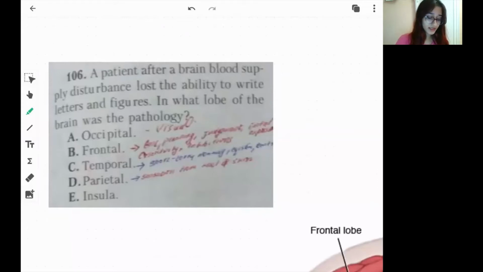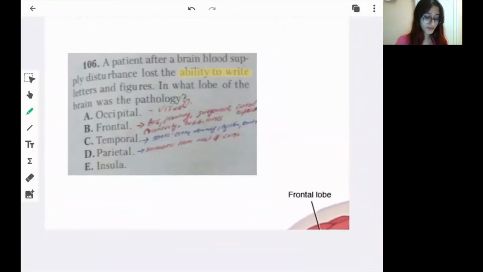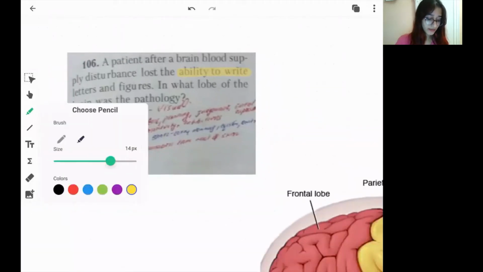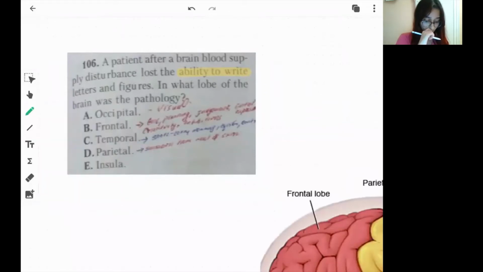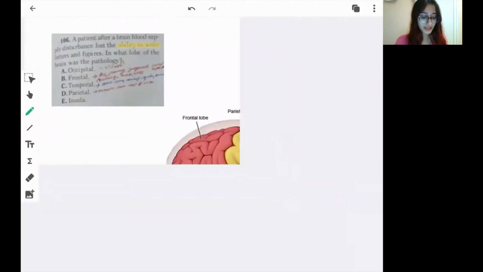Question number 106. A patient after brain blood supply disturbance lost the ability to write letters and figures. In what lobe of the brain was the pathology? First of all, there are 5 lobes and all these names are already written in this question: frontal, parietal, temporal, occipital, and insula.